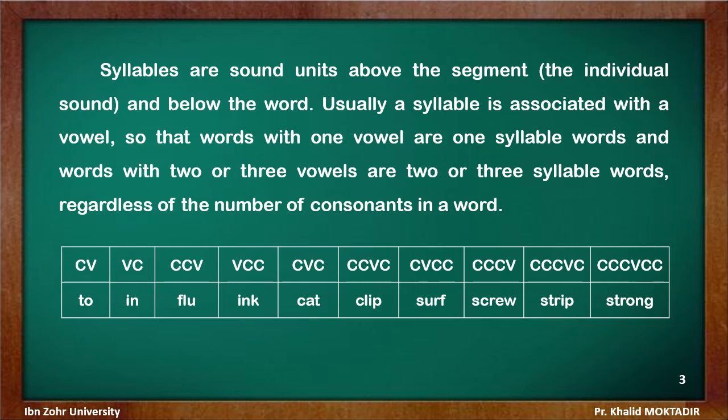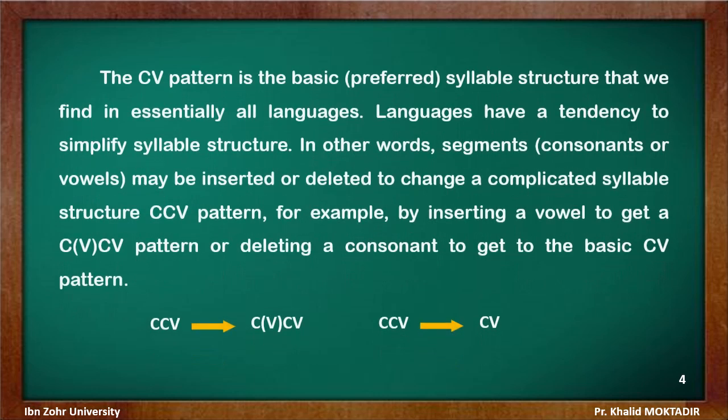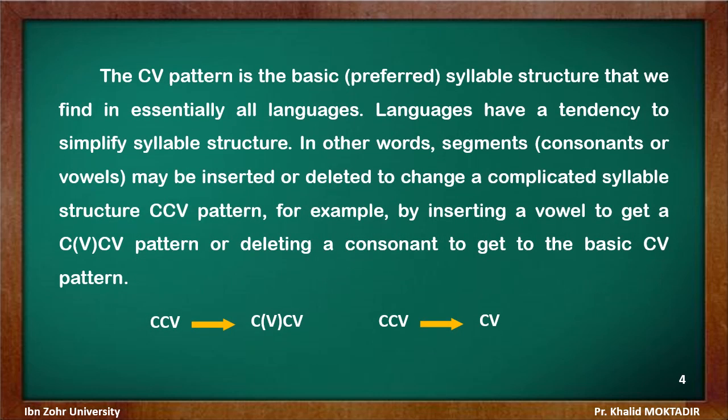Look at these examples. We move on from one consonant and one vowel to five or more consonants and still one vowel, but in all cases it's still just one syllable. In other words, a syllable is associated with a vowel. Now, syllable structure processes are processes that aim at reaching the basic syllable pattern, that is the CV pattern.